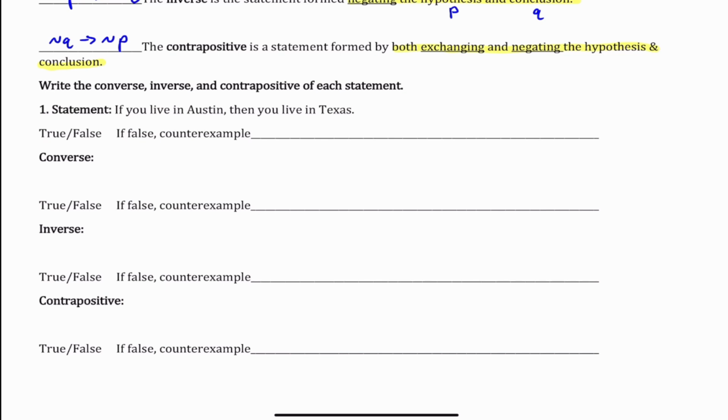Number 1, write the converse, inverse, and contrapositive of each statement. If you live in Austin, then you live in Texas. Now, what I would like to do here is underline my hypothesis and conclusion. You live in Austin is my hypothesis, which I will underline once and call that P. You live in Texas is my conclusion. I will underline twice and call that Q. So if you live in Austin, then you live in Texas is an example of a conditional statement.